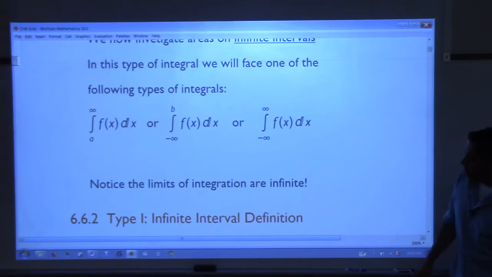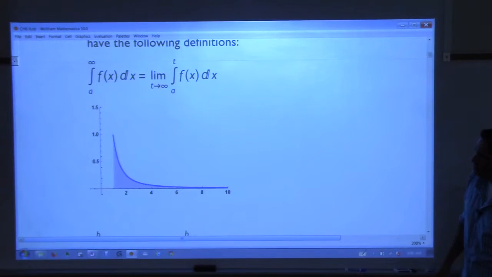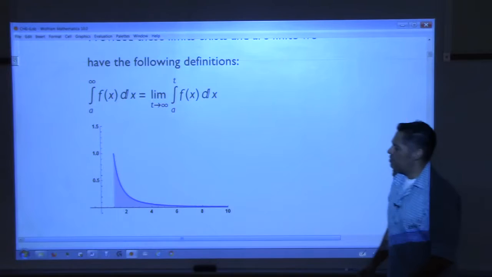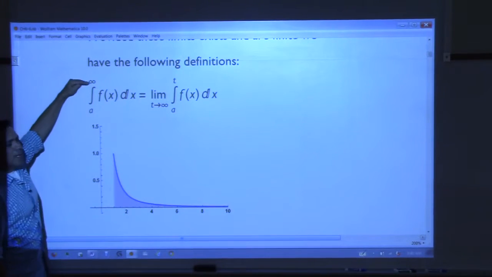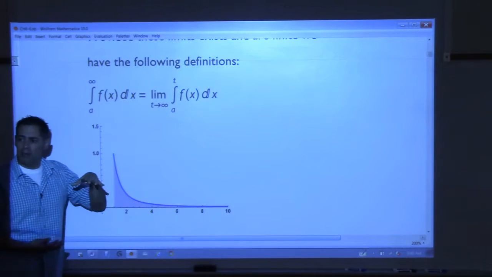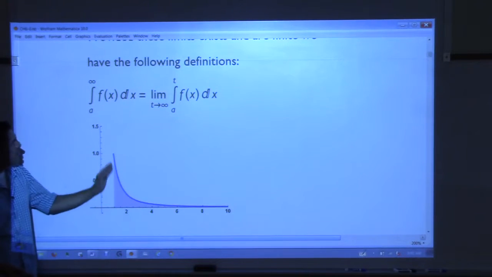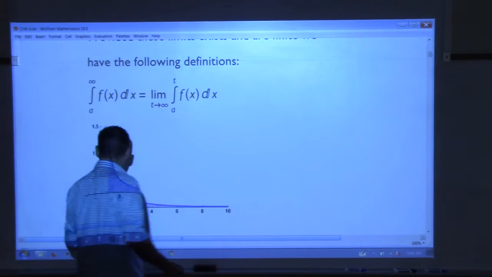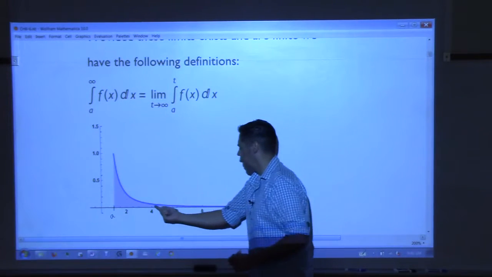So let's see if we can't get an idea of what this means geometrically. Let's take a look at this first one. What if we want to do a definite integral from a to infinity of some function? What this means is that we want the area below the graph, or between the graph and the x-axis, starting here at A, and ending where?